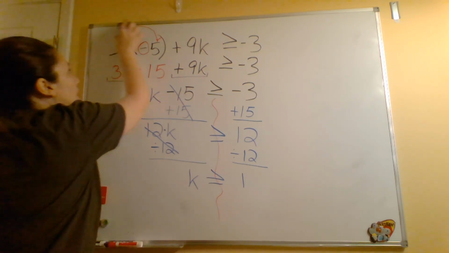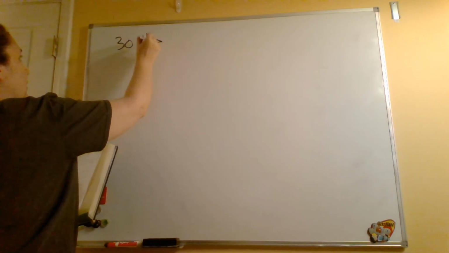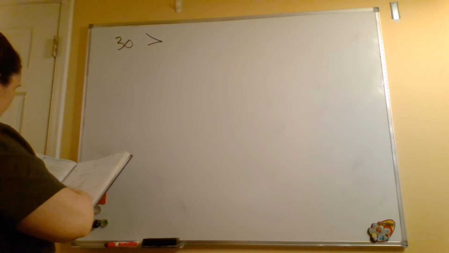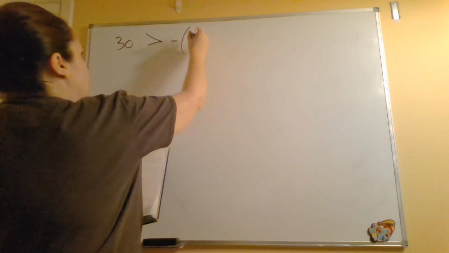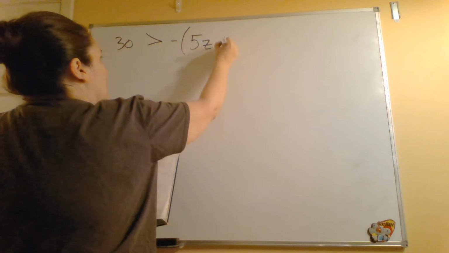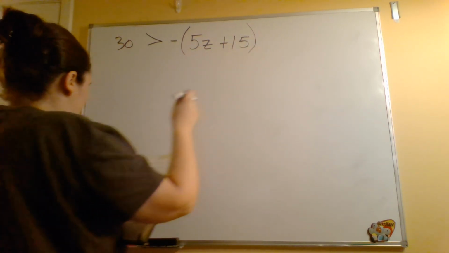Next, let's do number 21. Oh my, number 21 says 30 is greater than negative parenthesis 5z plus 15, end of parentheses, plus 10z.